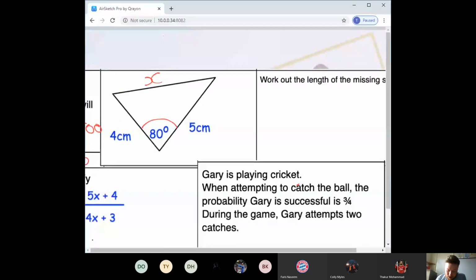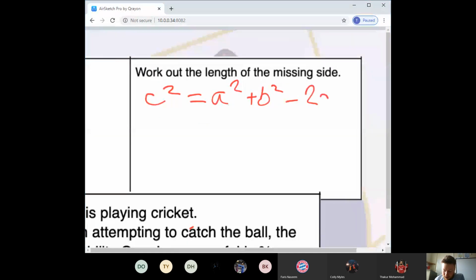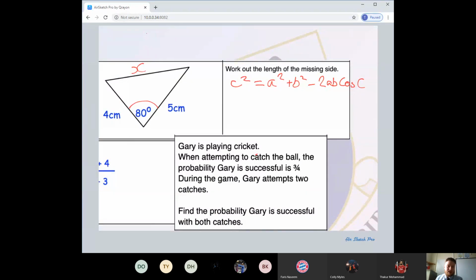Now the cosine rule looks fairly similar to Pythagoras. So we have c squared equals a squared plus b squared, and then we're going to subtract 2ab cosine c. Let's just make sure that we can see that screen all right. Okay, so it should be c squared equals a squared plus b squared minus 2ab cosine c. So it's very similar to Pythagoras, but we've got that little extra subtract 2ab cosine c. And now we can put the values in.